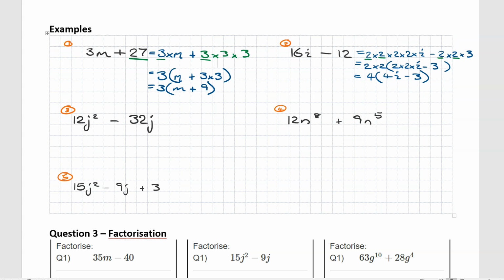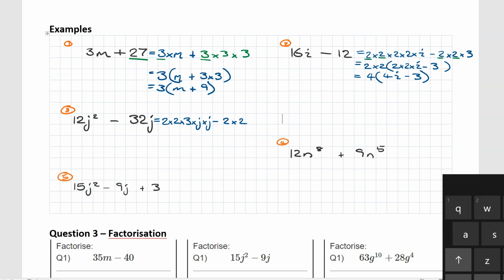Alright, going over to 3, we're going to use the exact same method as before. So what we'll do is 12 is going to break down into 2 times 2 times 3, then times j times j. Now we've got this minus here, and I'll move this down to get a bit more space. That'll work. Alright. Dealing with this other term, minus 32. The factors of 32 are 2 times 2 times 2. So 2, 4, 8.